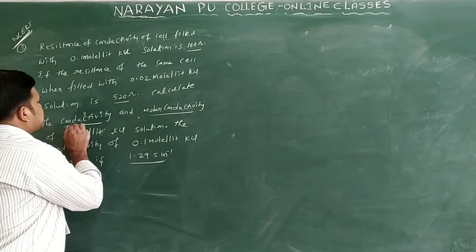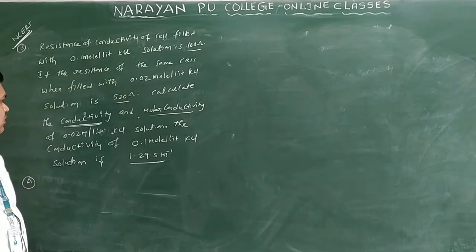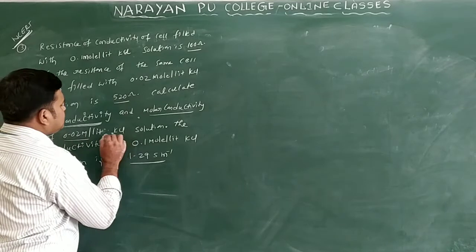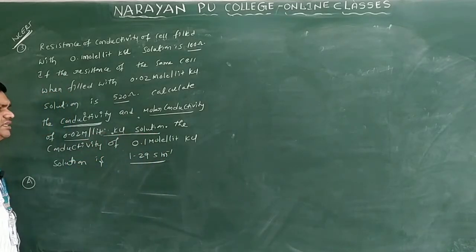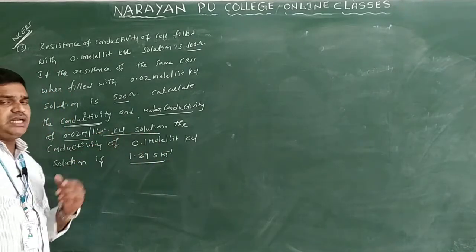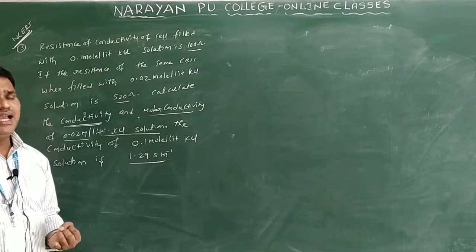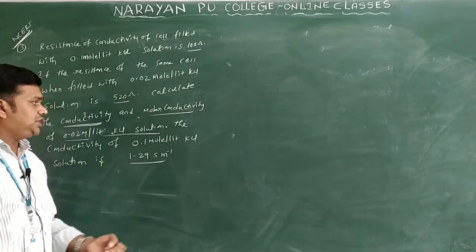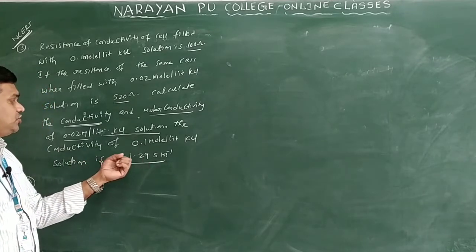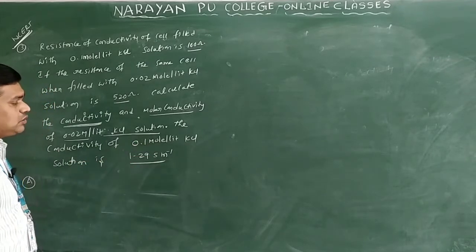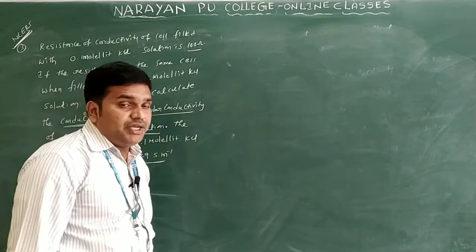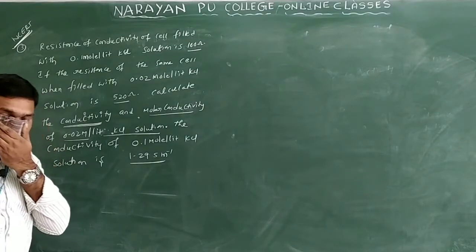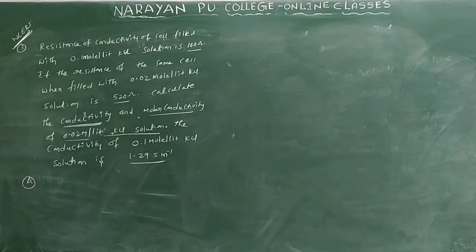What are they asking? They are asking to calculate the conductivity K and the molar conductivity for the 0.02 mole per liter solution. The conductivity of the 0.1 molar KCl solution is already given as 1.29 Siemens per meter. Just write the given information.